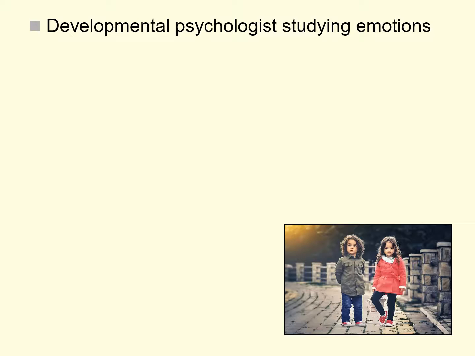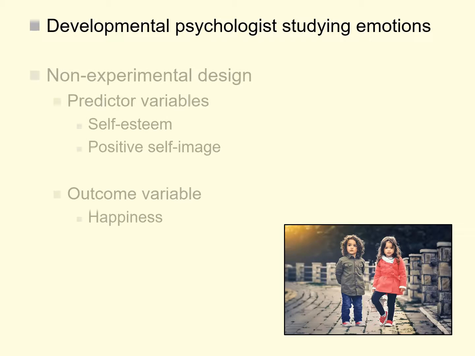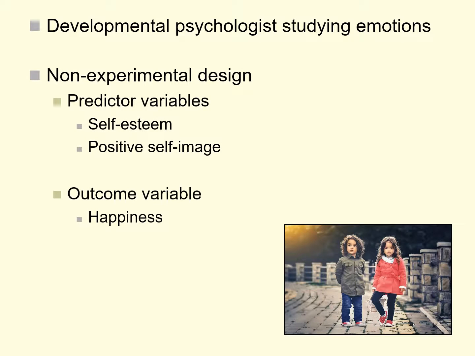Let's consider an example and look at how this might work. Imagine you're a developmental psychologist studying emotions, and you're doing a non-experimental design in which you have two predictor variables. You've got self-esteem and positive self-image. And as you can well imagine, these are variables which are probably pretty correlated with one another. And you've got an outcome variable, which is happiness. And so you might be wondering, to what extent do these predictor variables predict the outcome, happiness?